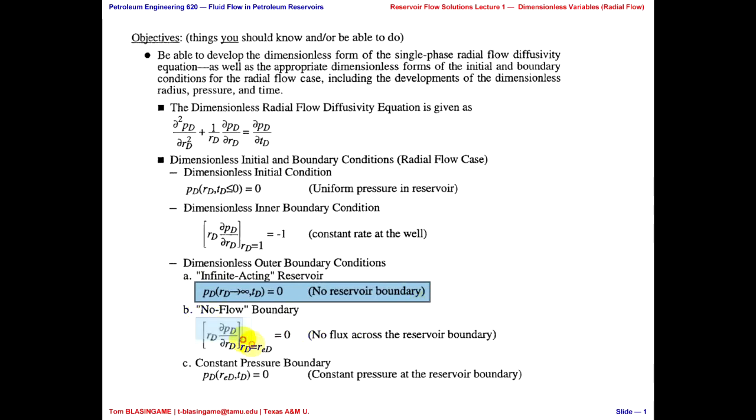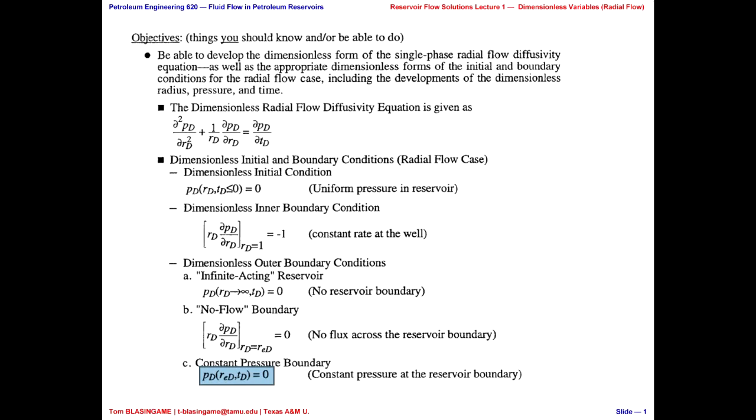The no-flow outer boundary says that the gradient at the outer boundary is equal to 0. There's no flux at the outer boundary. Now, you'll find later in the notes I cheat and make this something else. The constant pressure outer boundary says that the pressure is fixed at the outer boundary at 0, or the initial pressure, and then the dimensionless pressure is fixed at 0.